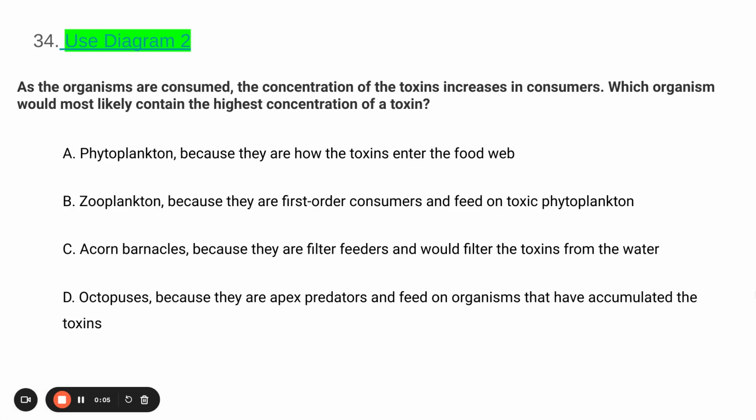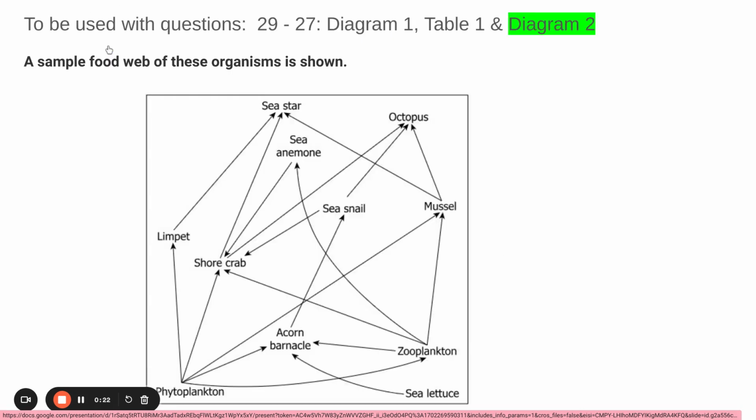All right, number 34. As the organisms are consumed, the concentration of the toxins increases in consumers. Which organism would most likely contain the highest concentration of a toxin? So I'm going to go on over to diagram 2 and we'll look at the choices together. Okay, so these toxins will have an accumulating effect. So let's see who's going to have the highest concentration.